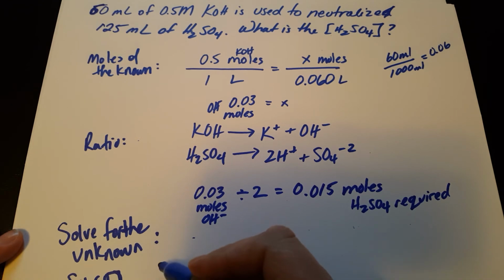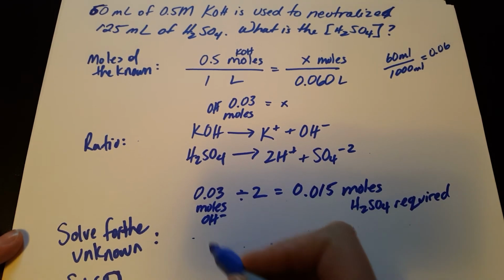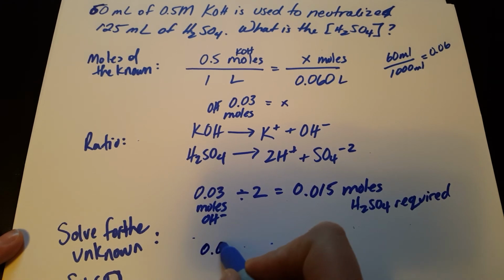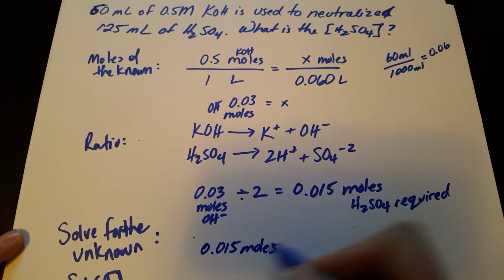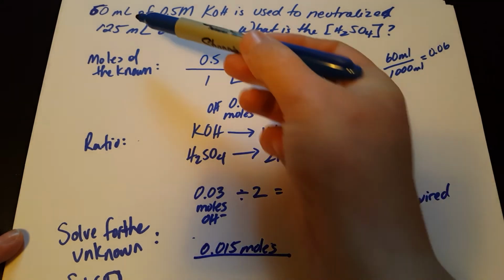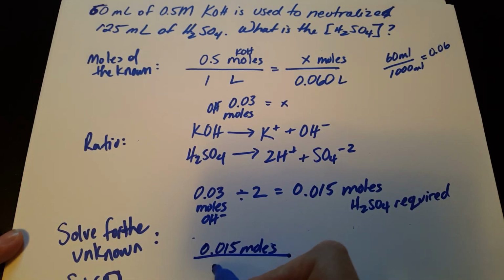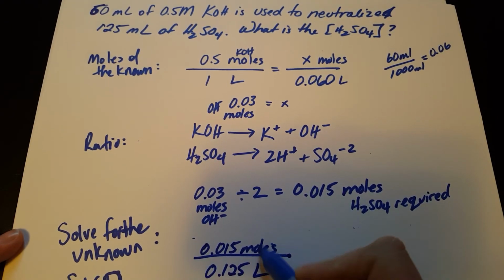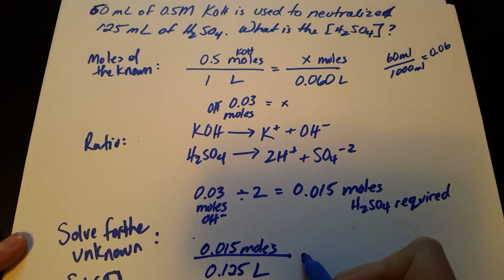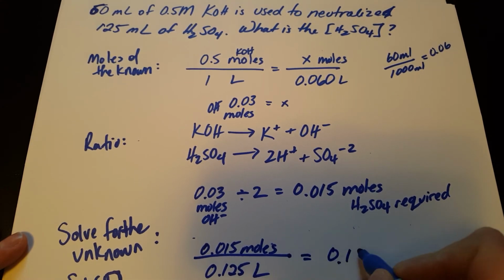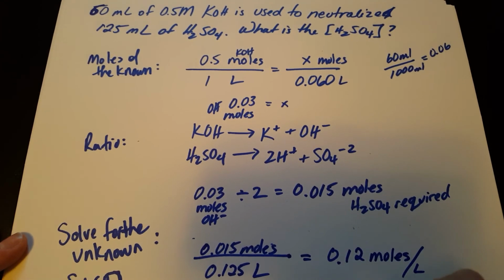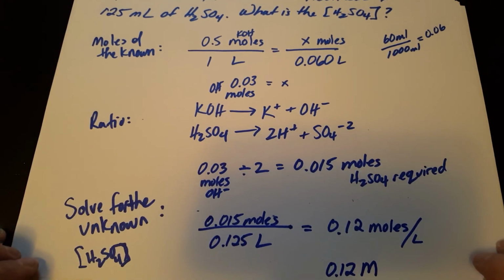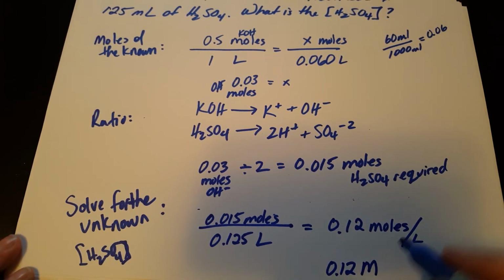So now we're on to solving for the unknown. We know the moles, 0.015 moles. And we know that it is going to be in 125 milliliters. Again, you have to show this in moles per liter. So we just do our division, moles divided by liters, to get 0.12 moles per liter. Or if you'd rather just use the big capital M there as your final concentration.